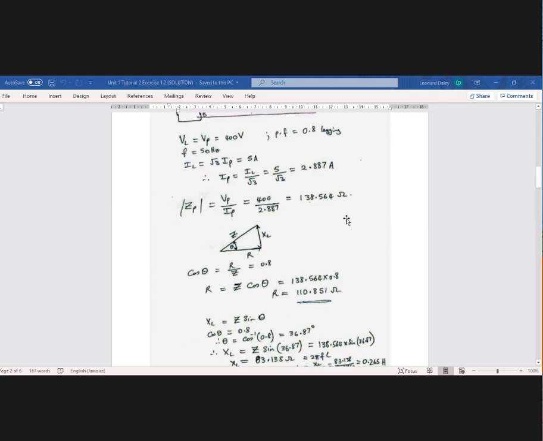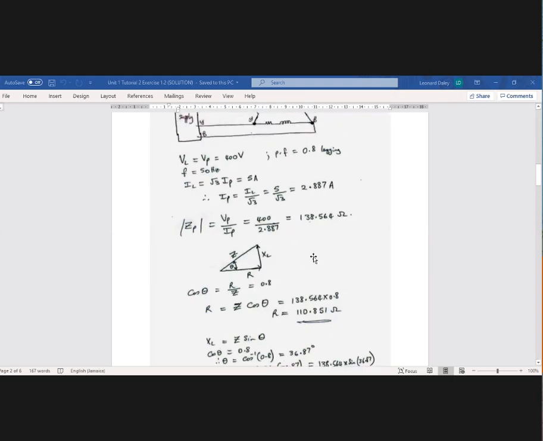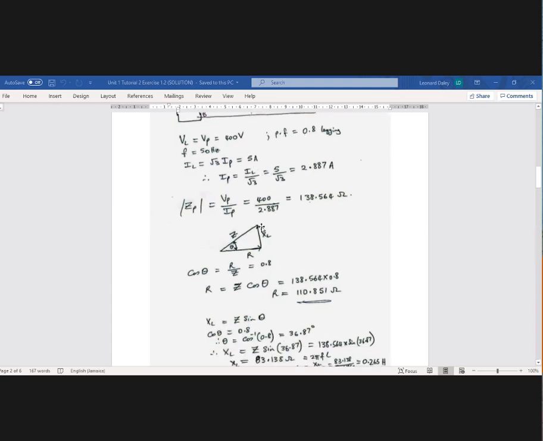And then you'll get an angle for Z as 36.87, so 138.56 at angle 36.87. All right. So yeah, you could do that, which is basically how we have been doing it. But I wanted to show you this way also.